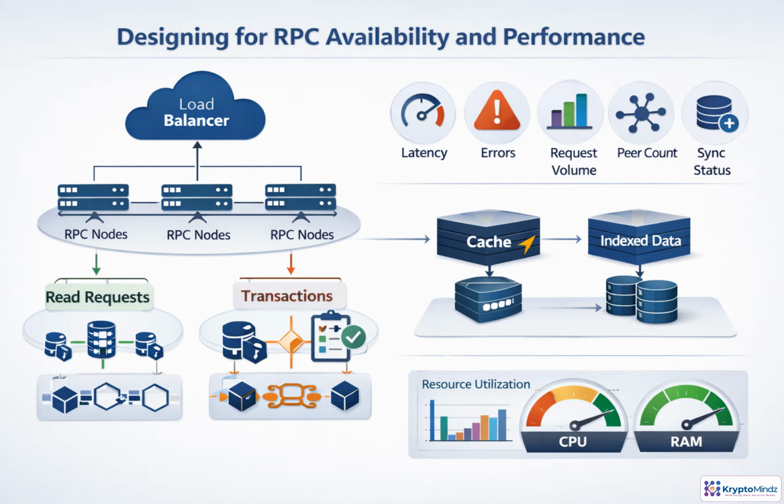Reliable RPC access is an architecture decision, not just a node setting. Use multiple Besu RPC nodes behind a load balancer and separate read-heavy calls from transaction submission when traffic or risk justifies it. Repeated queries should come from caches or index data, so live nodes stay responsive. Monitor the signals that reveal stress early: latency, errors, request volume, peer count, sync lag, and CPU, memory, and disk pressure.